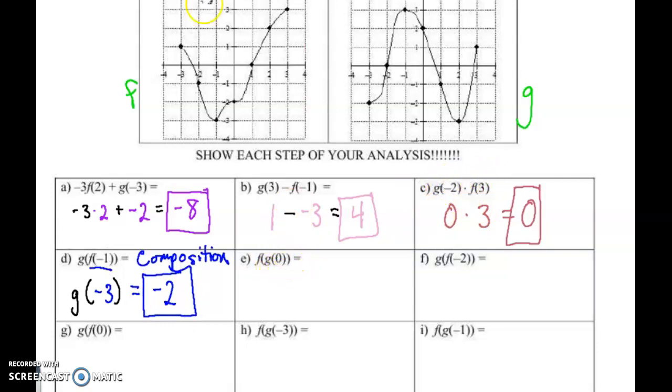So same thing with the next one. Maybe I'll stick with the same colors. You're not doing f yet. You do g first, because you do the function inside the parentheses first. So g of 0, the g function, goes up to 2 at x equals 0. Now go to the f function where x equals 2, goes up to 2.